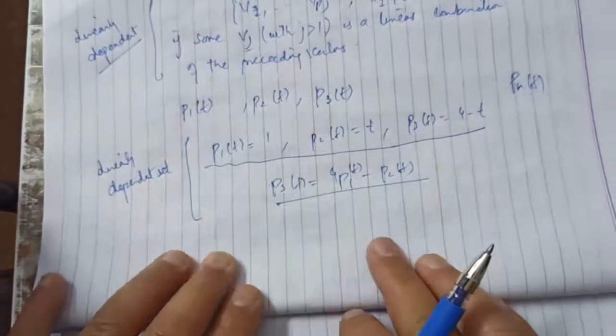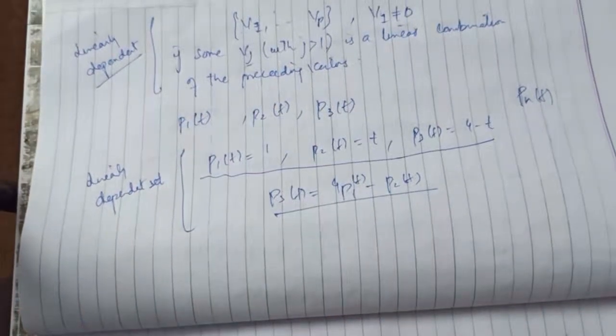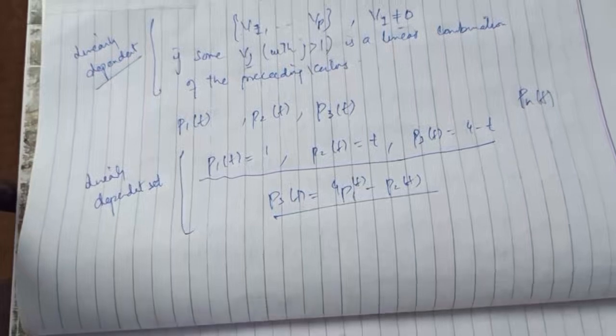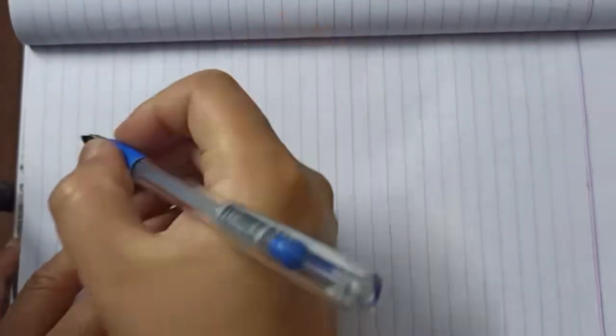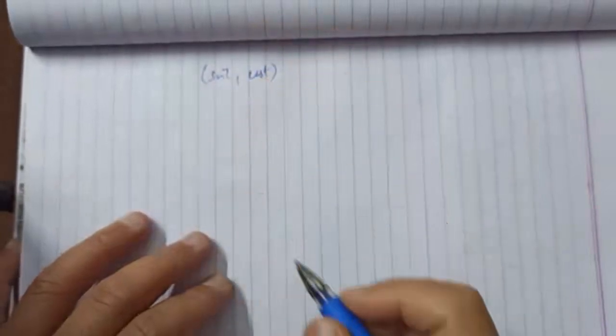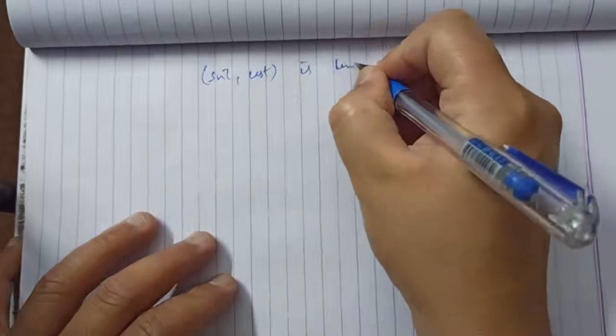Now if you remember the last lecture, there was a set that was sine of t and cos of t. I think it was the displacement equation for the spring, which is actually linearly independent, right?